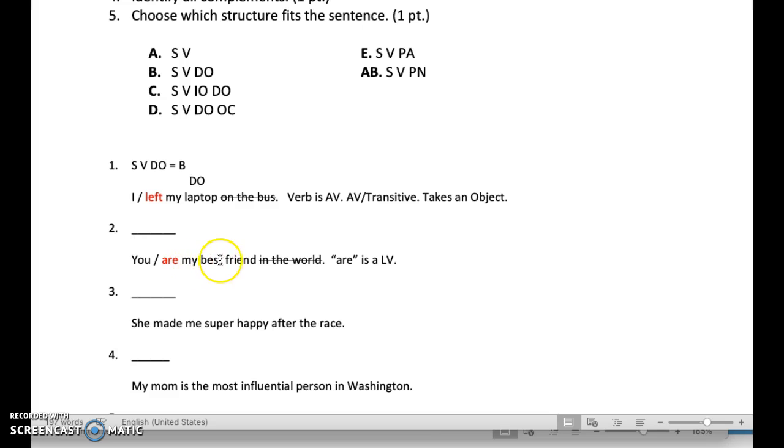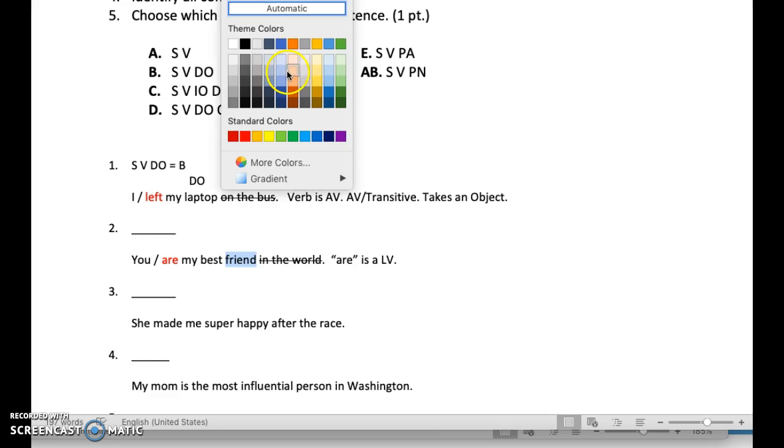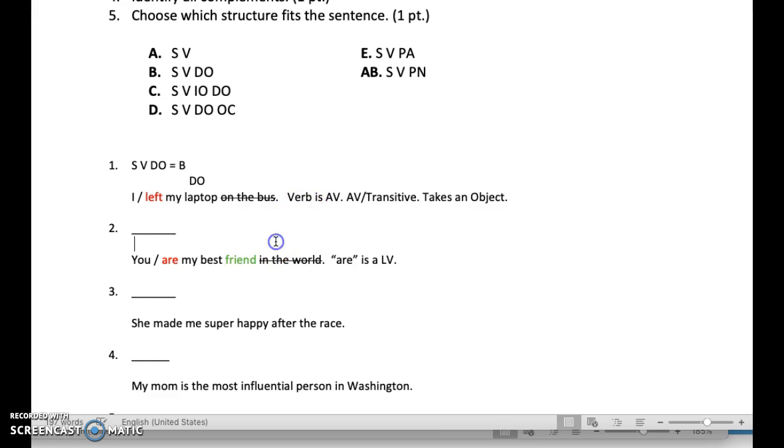You are my best friend. My and best are going forward into friend. But friend is a predicate nominative that's going backwards to modify the word you. So what we have here is a subject, verb, predicate nominative structure. A predicate nominative is a noun that renames the subject. So in this case, you are my friend, my best friend is you. We can invert those things. That's how we know that it's a predicate nominative.